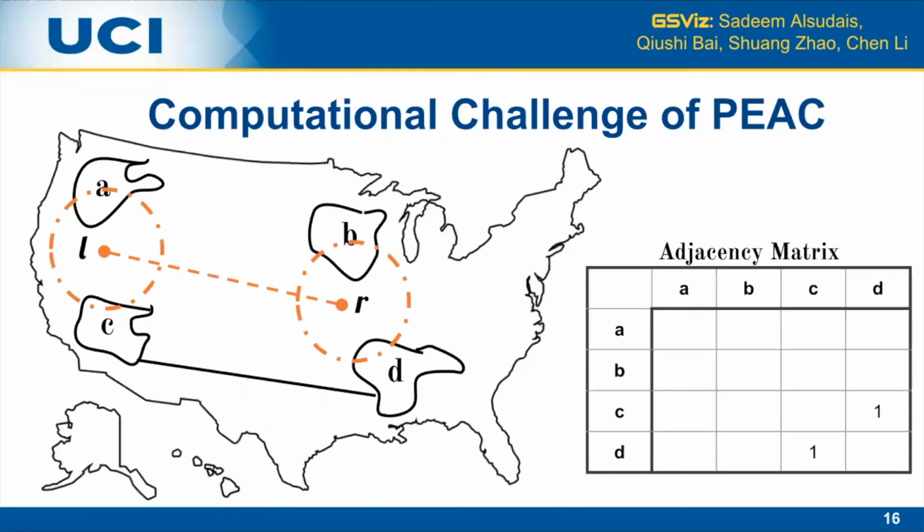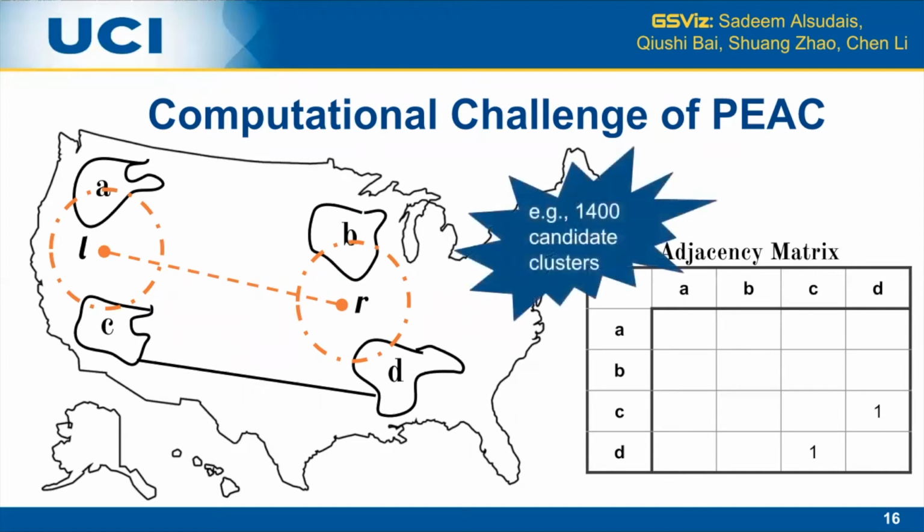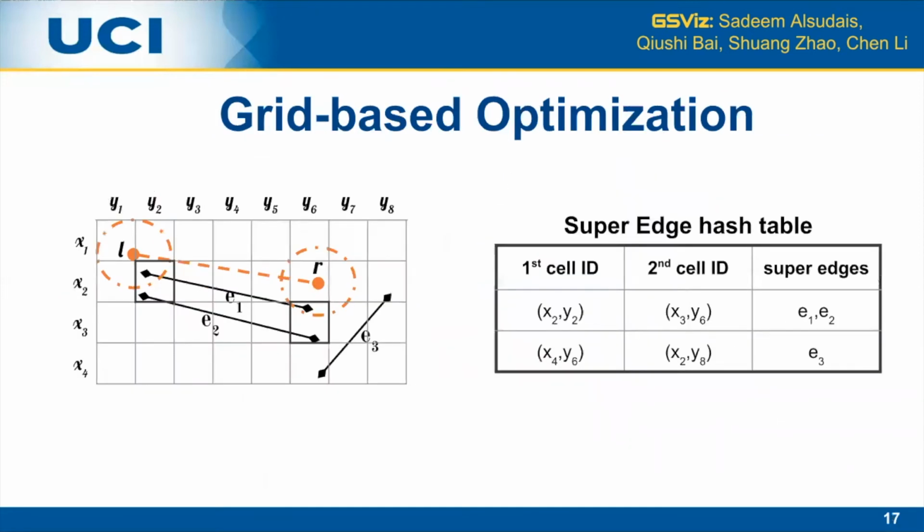The solution is very simple and straightforward, but it introduces a computational challenge as we have to know all the adjacencies and connections between the candidate clusters. This can quickly become a performance bottleneck as we get more candidate clusters in later batches, up to 1,400 in some queries. To solve this computational overhead, we propose to consider the super edge between the clusters rather than dealing with the vertices individually, then cross-check the relation between the candidate clusters.